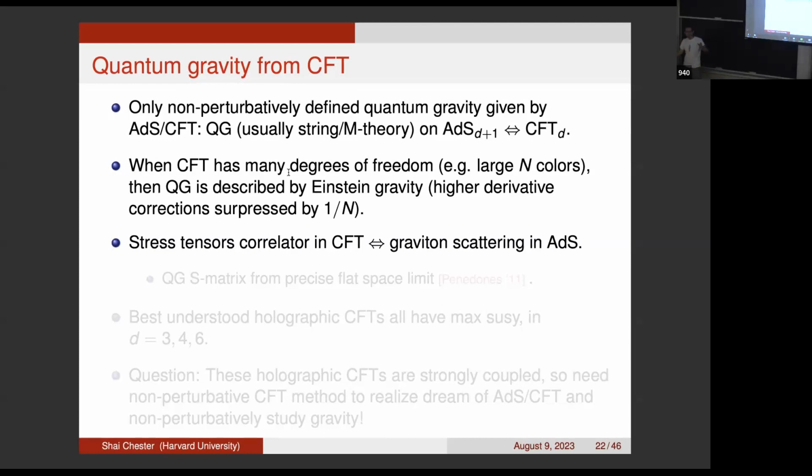So if you can bootstrap correlation functions of stress tensors, that means you can study graviton scattering in AdS and quantum gravity. And in particular, you can study this graviton scattering not just in AdS, but there's a precise way of taking the flat space limit of AdS. So if you first study graviton scattering in AdS, you can then take the flat space limit and then learn about graviton scattering in flat space, which is the S matrix.